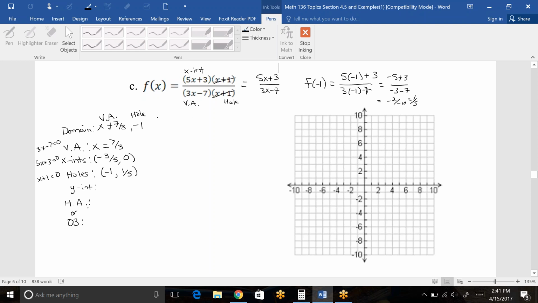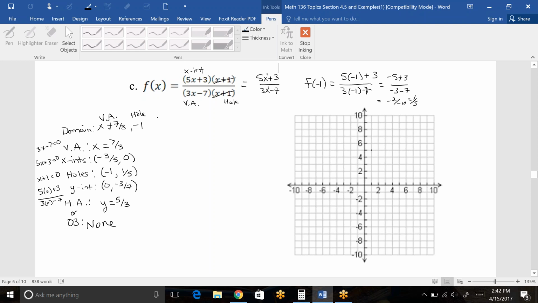The y-intercept is found by plugging in 0 to the reduced function. So 5 times 0 plus 3 over 3 times 0 minus 7. That's just going to be a 3 over a -7. So that'd be -3/7 as a y-intercept. And then when we look at this reduced function, notice that the degree on the top is a 1 and the degree on the bottom is also a 1. So they have matching degrees. So that means it's a horizontal asymptote and you use the leading coefficients, so 5/3, which means we do not have an oblique.